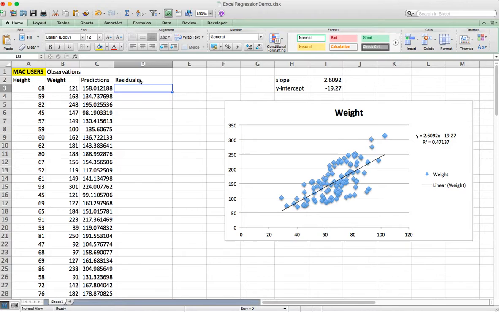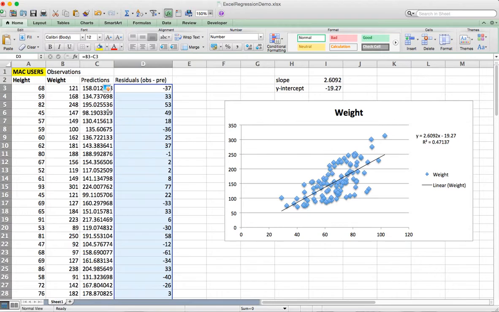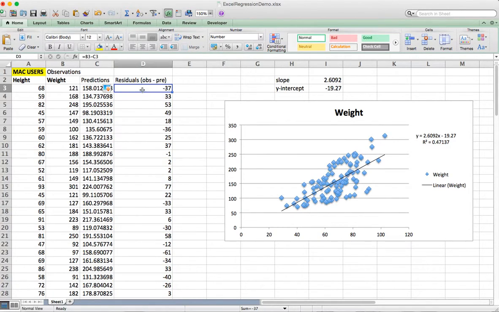All right, a good way to see if you've actually got a best fit line is to make residuals. And so the idea is the residual is the observed minus the prediction. So if I take equals observed minus prediction, notice I get a negative value on this particular one. That's because my prediction is higher than my observation. And if I fill this in, I'm going to get positive and negative values for observed minus prediction.